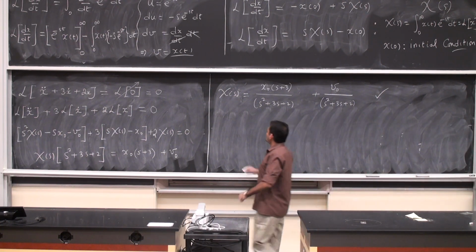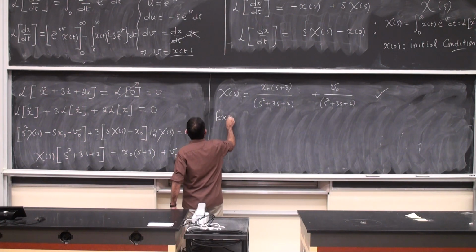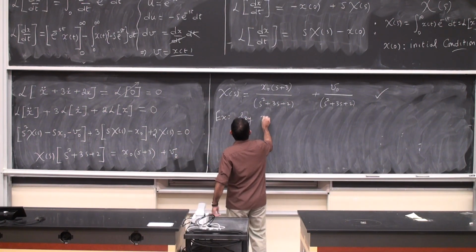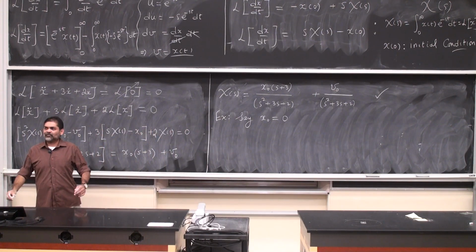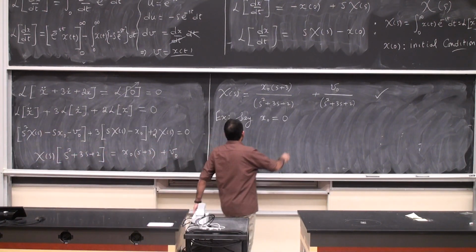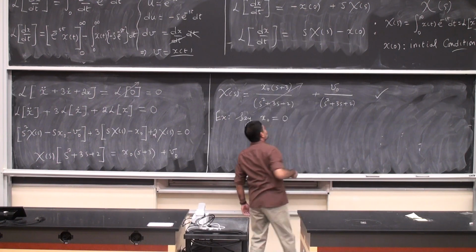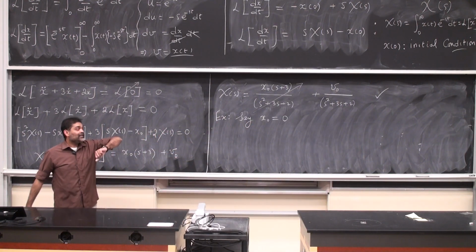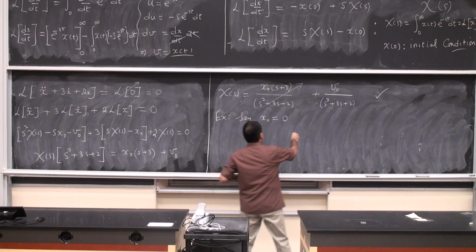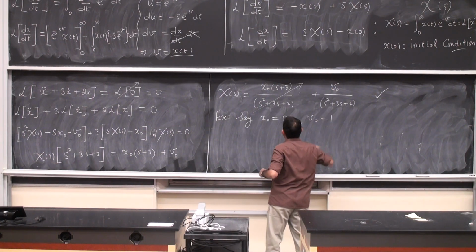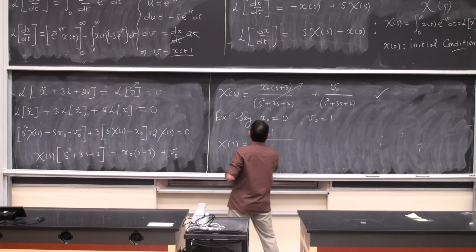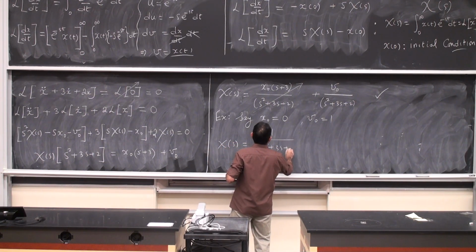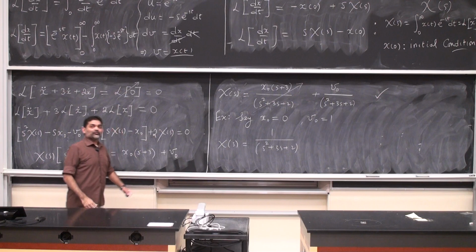For example, say x naught is equal to 0. Just get rid of that. Why not? What am I left with? I'm left with v naught by s square plus 3s plus 2. Say that v naught is equal to 1. Then X of s is 1 by s square plus 3s plus 2.